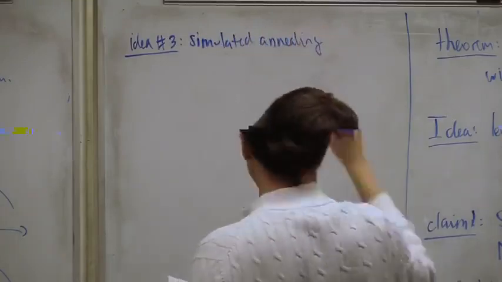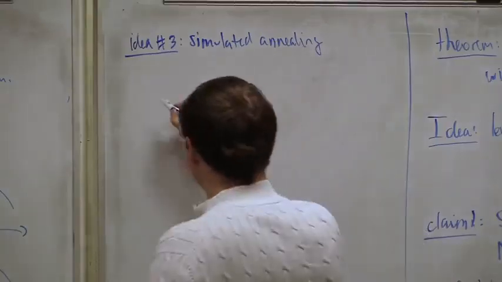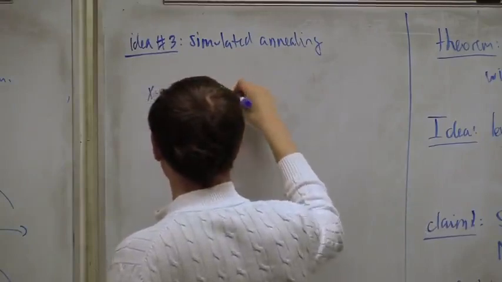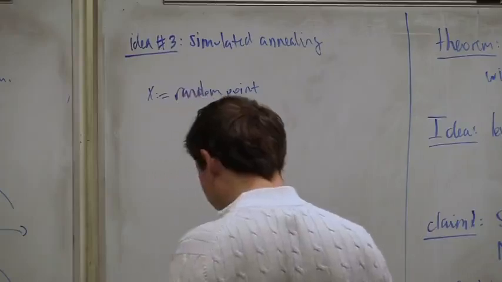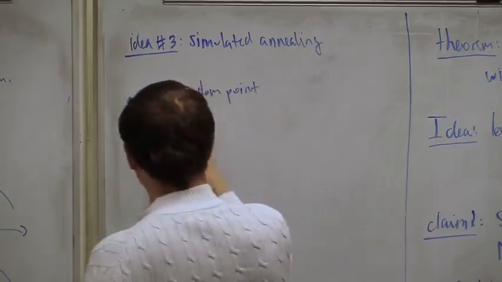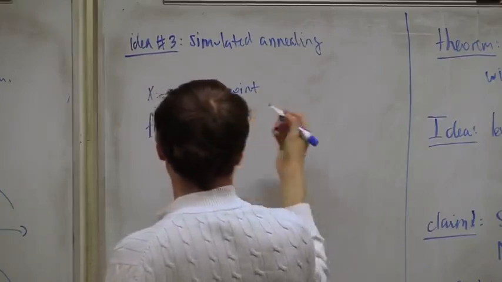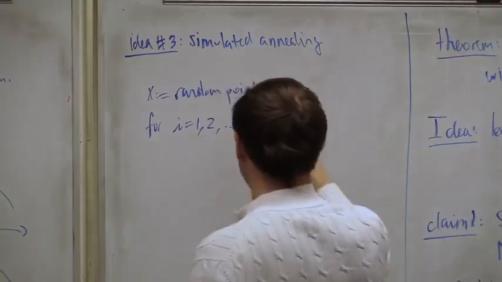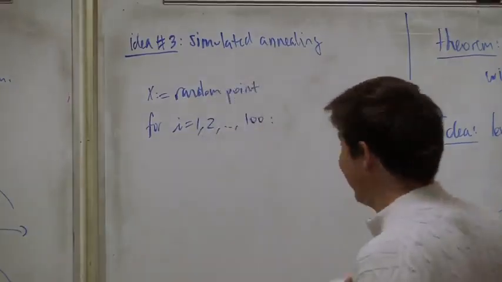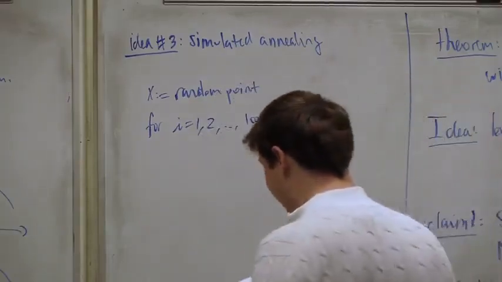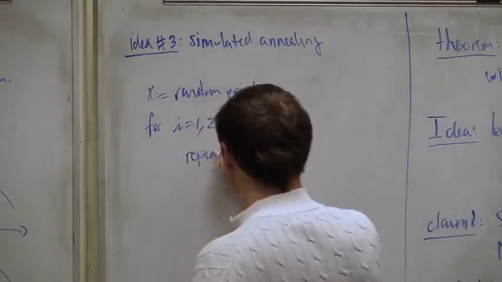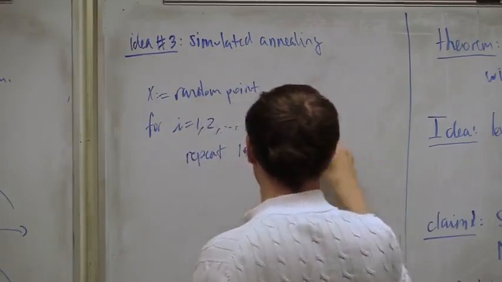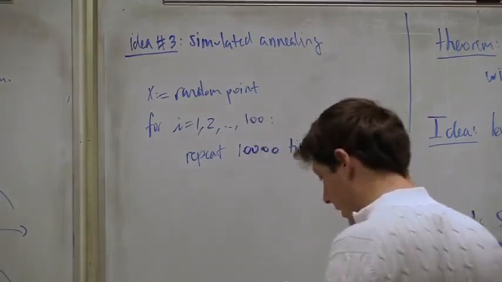This is an idea inspired from physics, where, again, you start with some random point, and you have some outer loop that, again, is a parameter you have to empirically find, some number of times, let's say 100 times. It could be 1,000 or 1,000,000 or 5. And you repeat, again, some number of times, let's say 10,000 times.